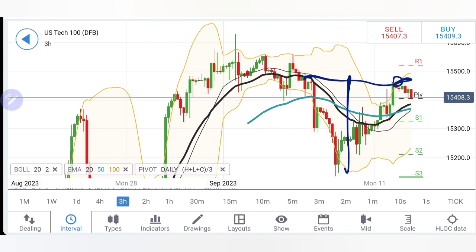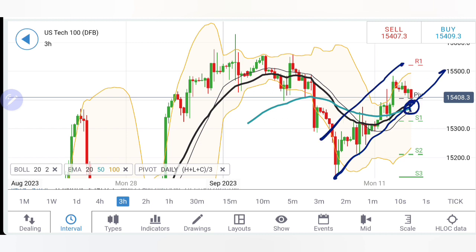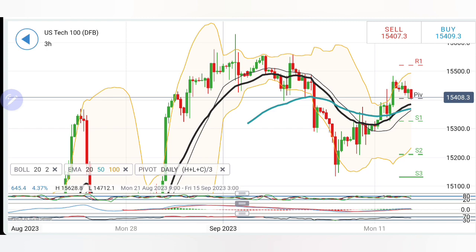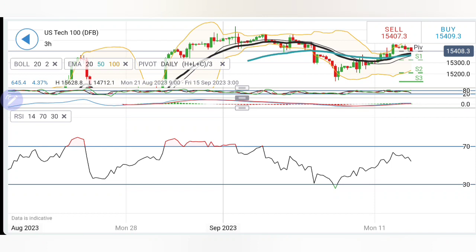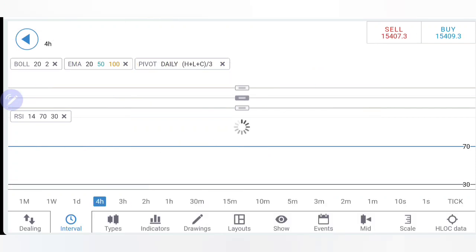Yesterday we saw that it has done the symmetrical move. Now it is trying to come out of this bullish channel. It is still in this bullish channel. Support is seen at around 15,350, 360 zone. Very strong support there. Stochastic looking down. MACD is bullish, trying to converge crossover. RSI is also staying bearish here.